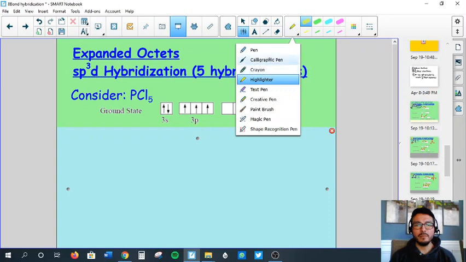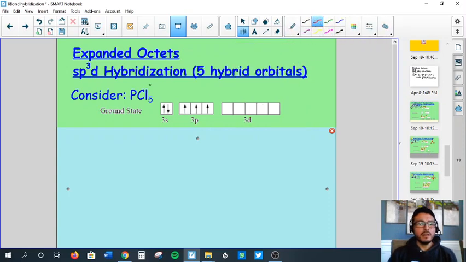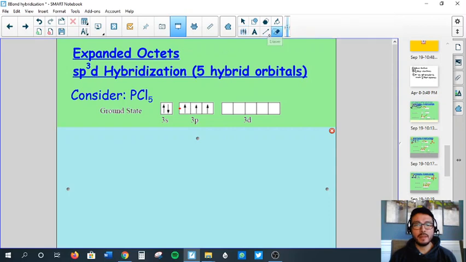Okay, next. These are now your expanded octets. These occur when you have more than 8 valence electrons, and we know that can happen. So let's look at this example. We need 5 ligands, 5 connections here, 5 suborbitals with only half-filled states. This is phosphorus's ground state. 3s has 2. 3p has 3. So that's a start, but we don't need 3, we need 5.